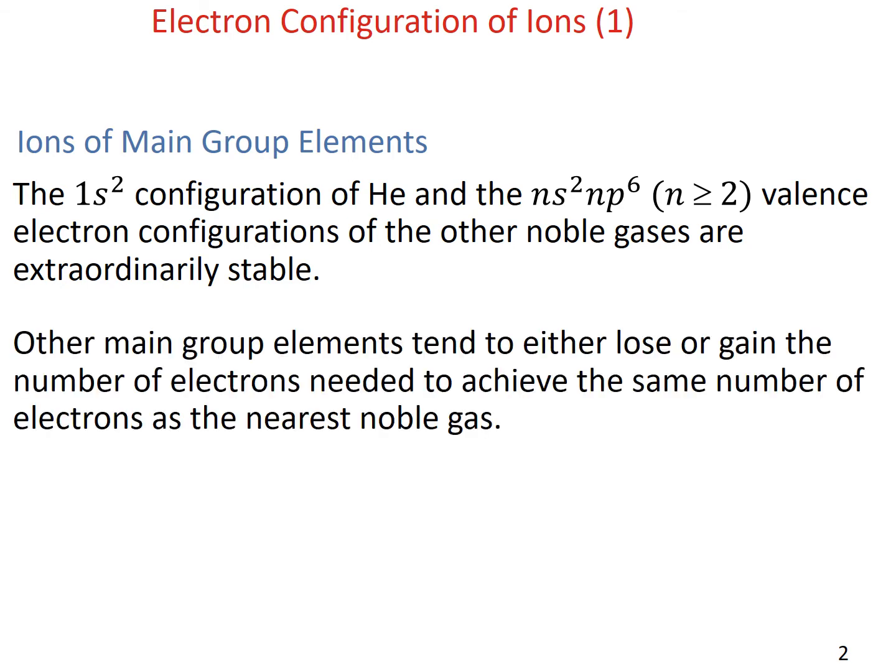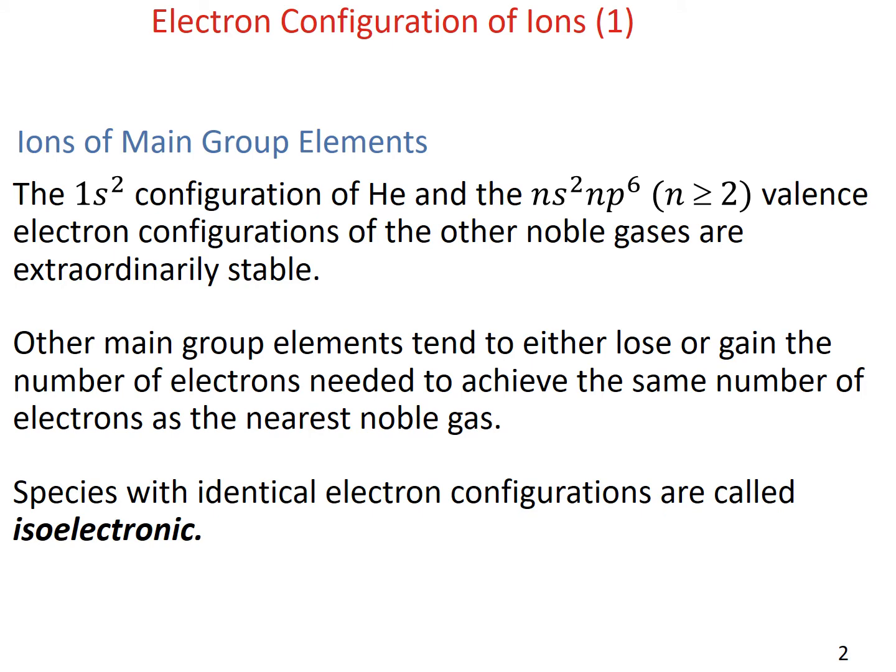These main group elements will either lose or gain electrons in order to achieve the same number of electrons as the nearest noble gas, and therefore have the same electron configuration as that noble gas. This will be how we can justify the trends in charges that we're already familiar with. So this is the reasoning behind why group 1 tends to be a +1 cation, for example, and all of the other examples we've seen.